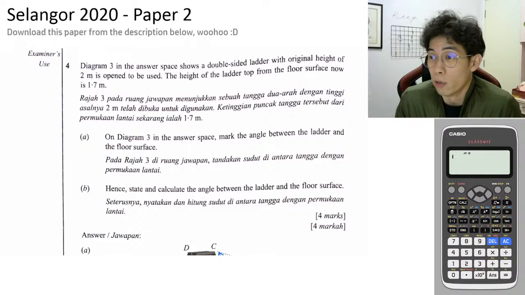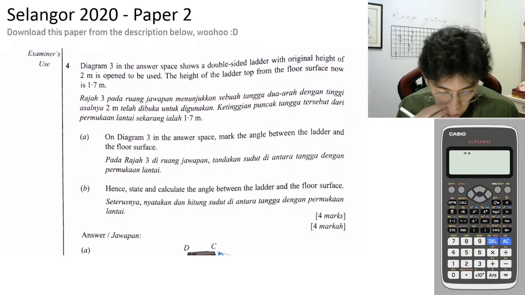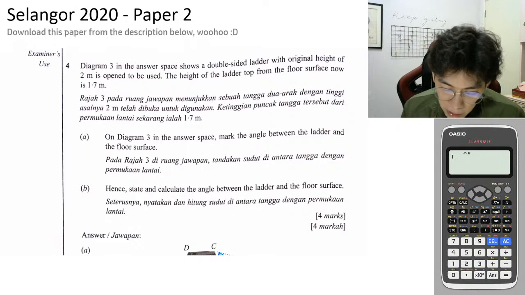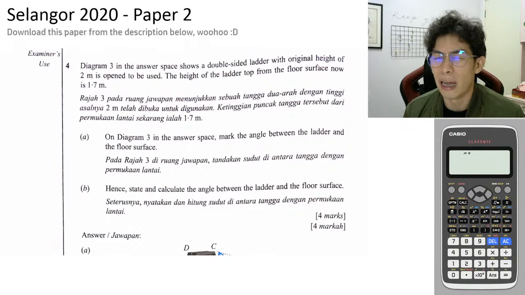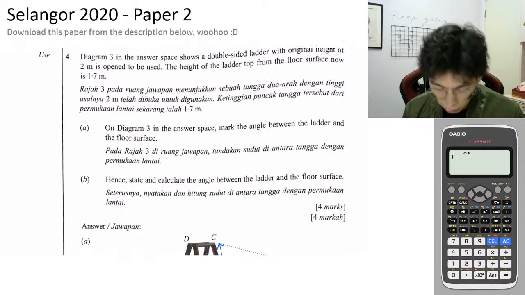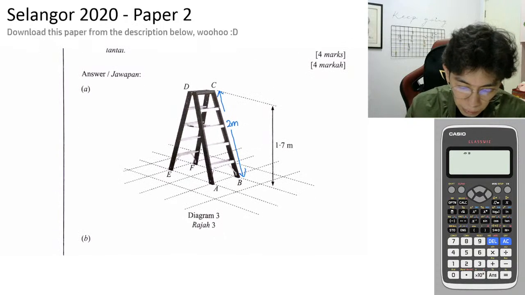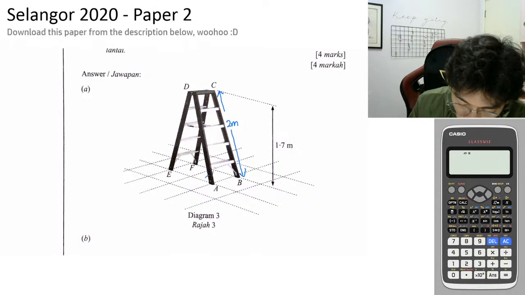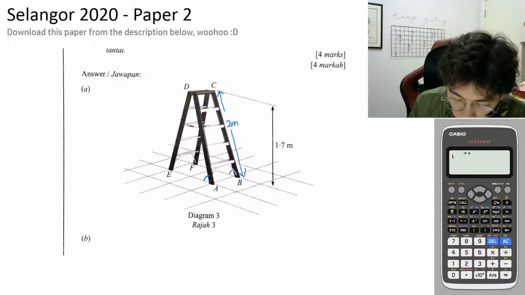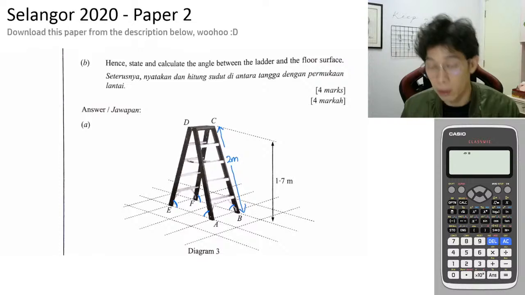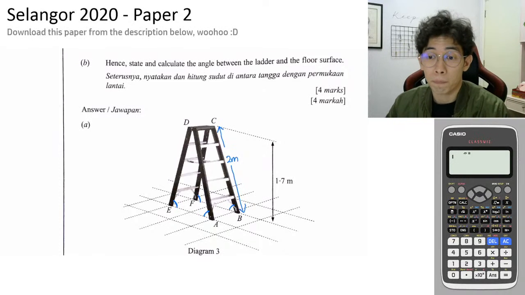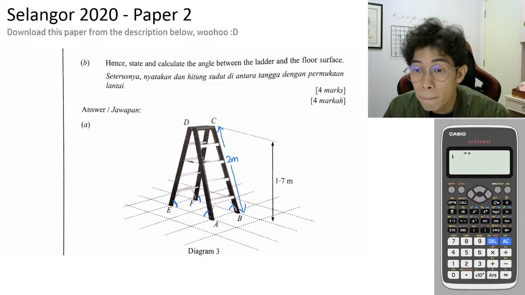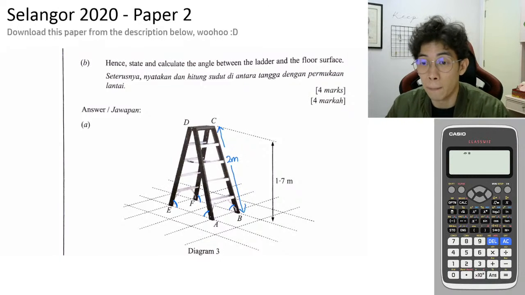So on diagram 3 in the answer space, mark the angle between the ladder and the floor. Everyone, mark the angle between the ladder and the floor. Either you mark it over here, or you can mark all 4 angles also. Either one is fine, because it is worth 1 mark only. You mark either one, it's good enough. So the next one.